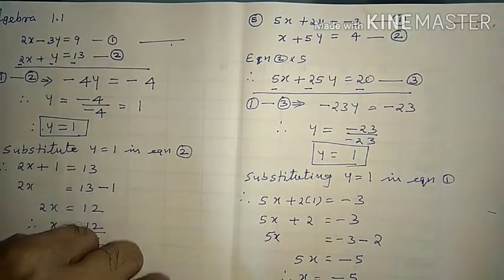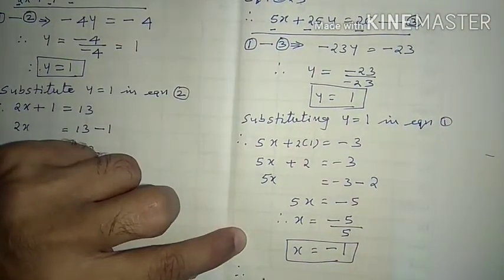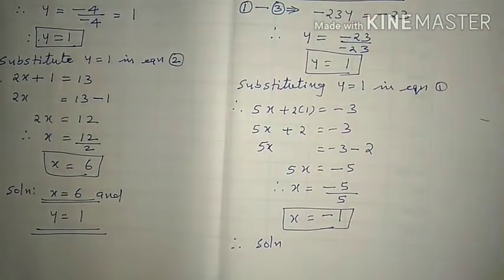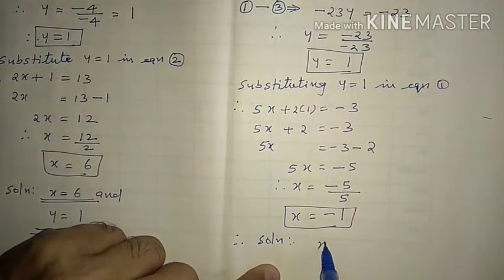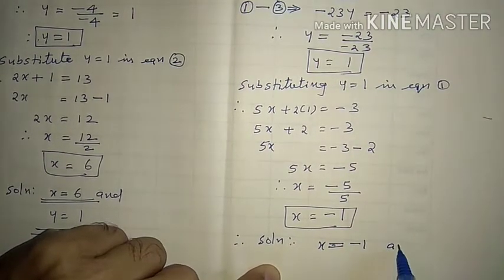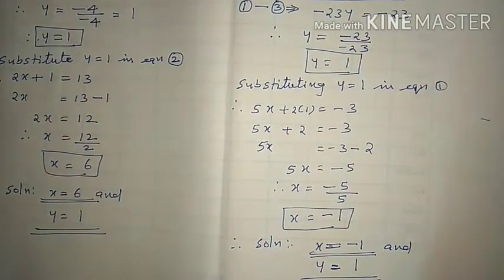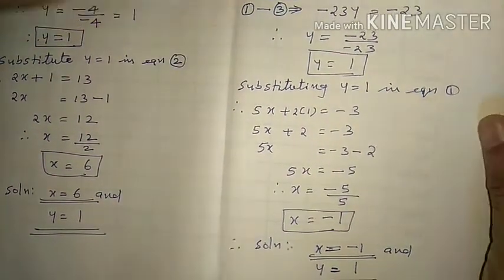x also we got. Therefore, we can write the solution. What is the solution? x is equal to minus 1 and y is equal to 1. This is the solution of question number 5 of 1.2.